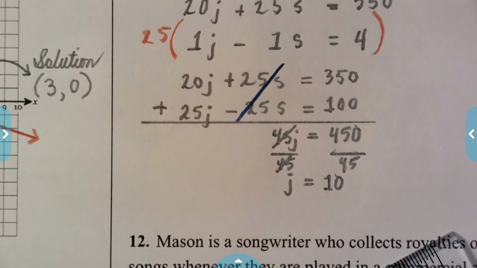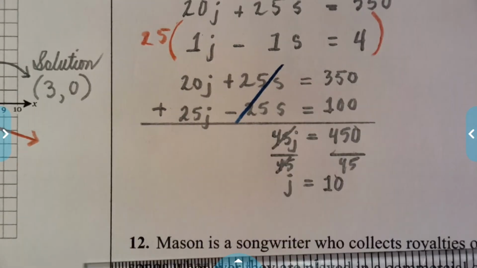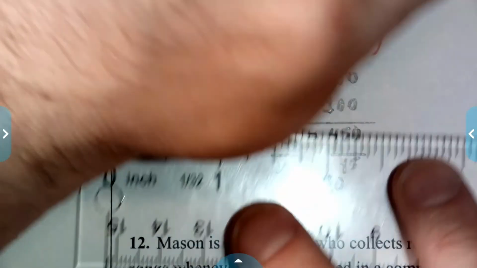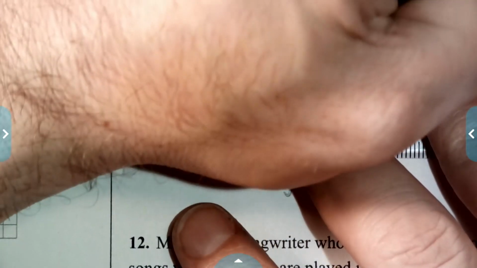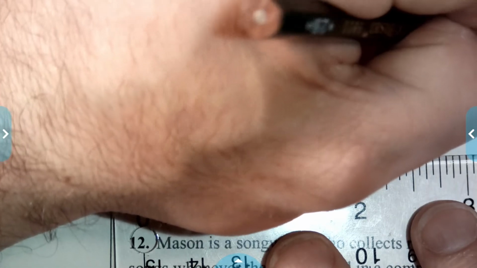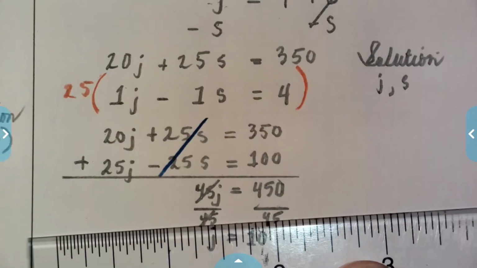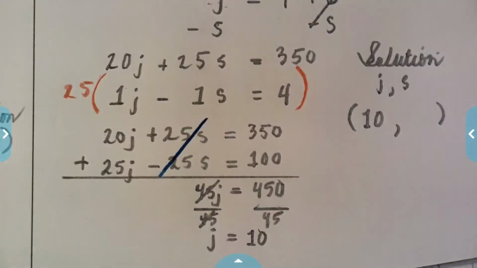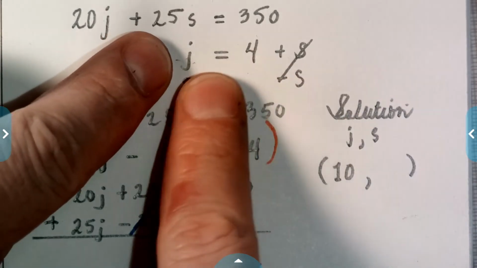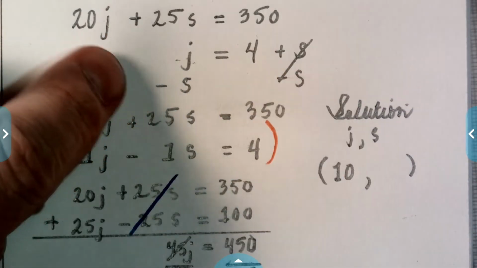Okay, so if my solution is going to be j comma s, then I've got j. J is 10. Okay, so now we just need to plug that into one of the original equations. So this one's the easiest one, j equals 4 plus s.